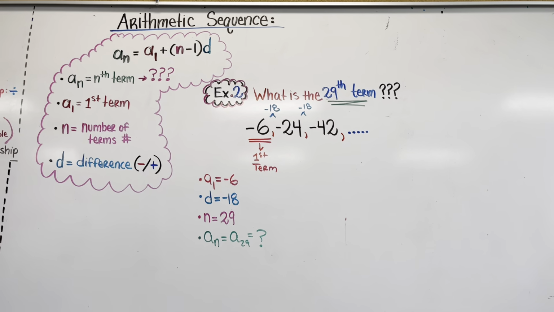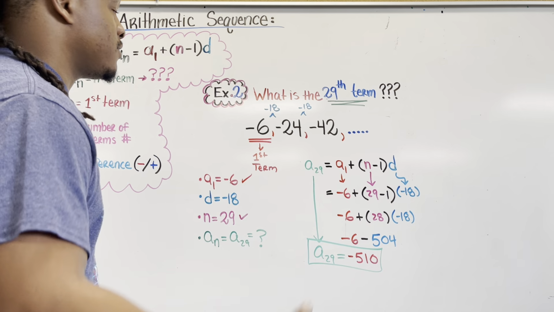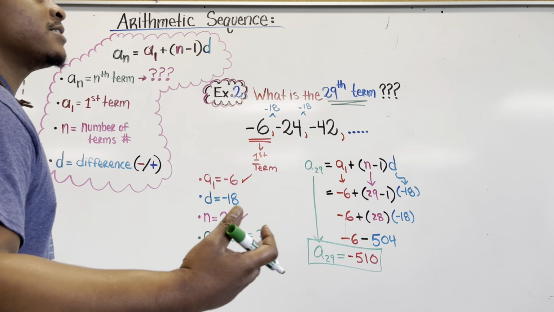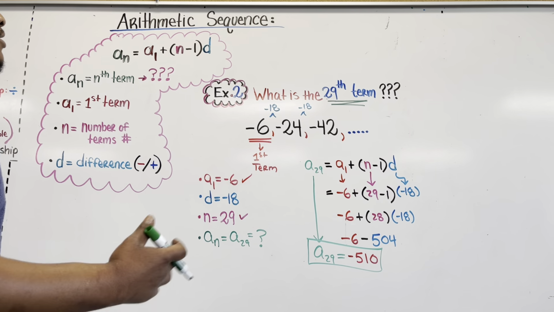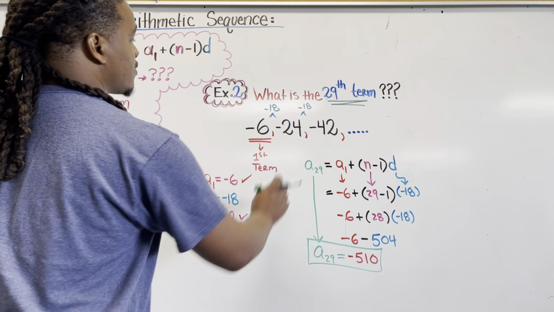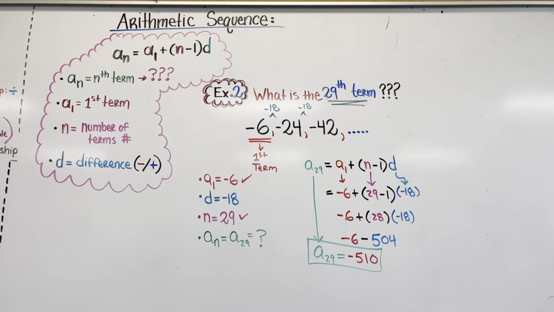So this is how we figure out the 29th term, in this particular case, of an arithmetic sequence. And remember, it doesn't have to be the 29th term every time. It could be the 30th term, the 50th term, the 10th term, the 4th term. Any term, you can use this formula to find a term that you don't necessarily see yet based on the pattern that we have.